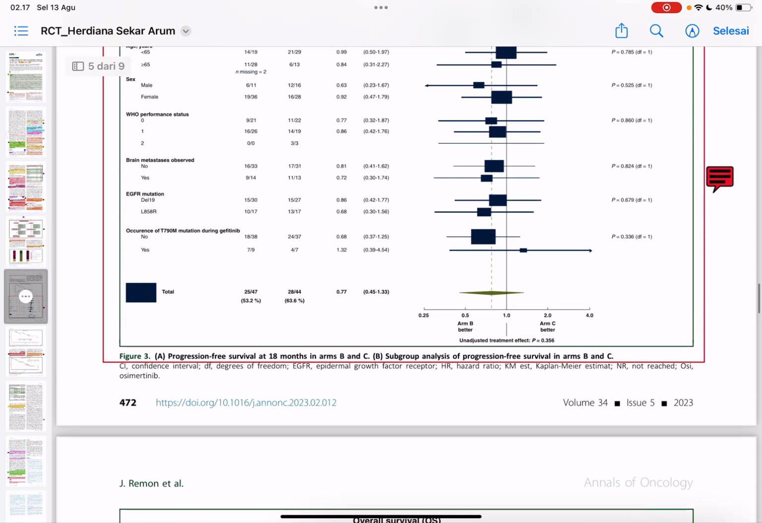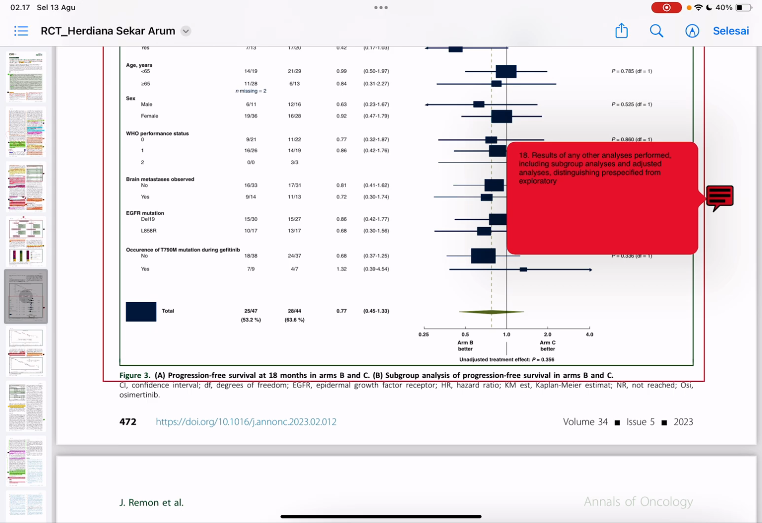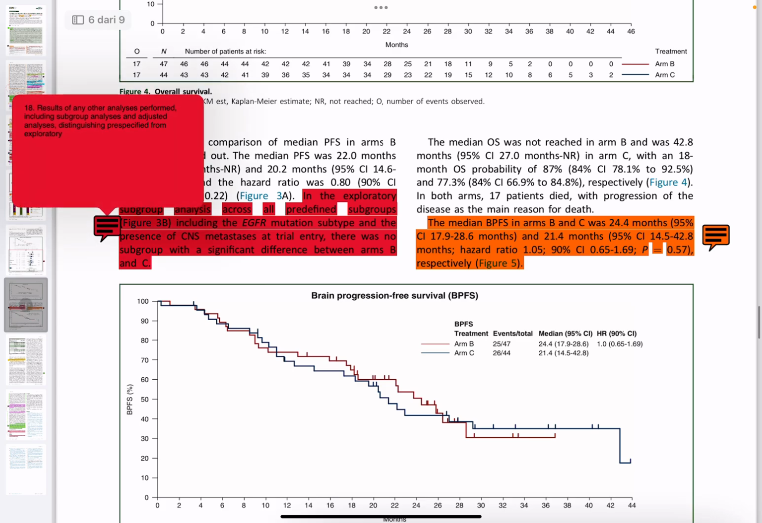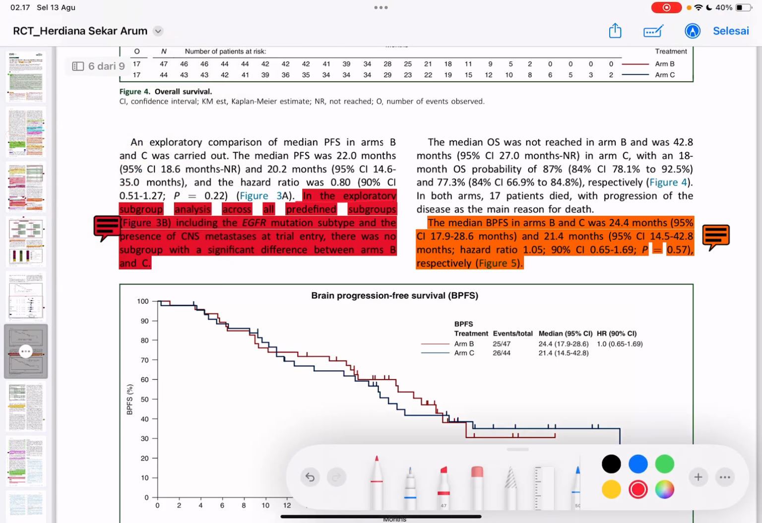Next, we have the results of any other analyses performed, including subgroup analysis and adjusted analysis, distinguishing prespecified from exploratory. It says about the exploratory subgroup analysis across all predefined subgroups, including the EGFR mutation subtype and the presence of CNS metastasis at trial entry.